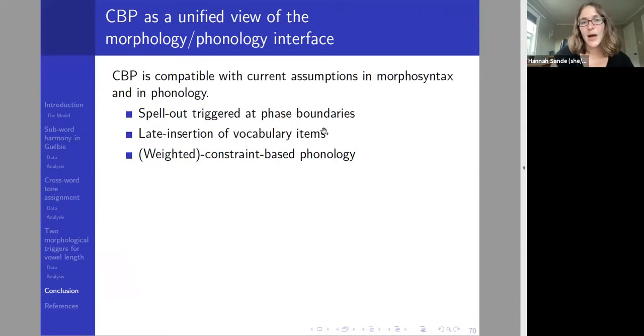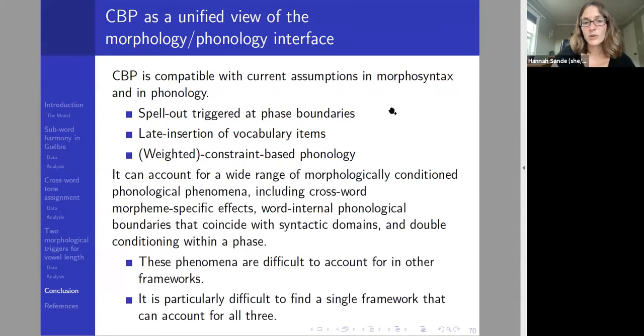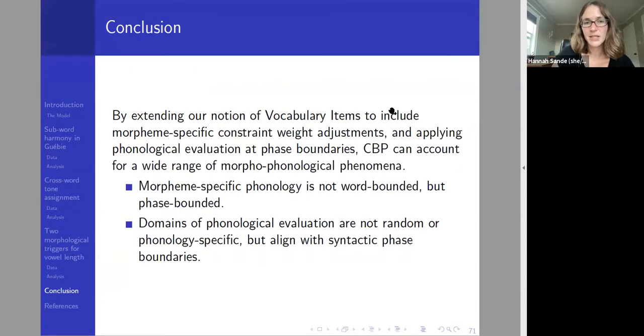So cophonology by phase is compatible with current assumptions in morphosyntax and phonology, such as spell out triggered at phase boundaries, late insertion of vocabulary items, and weighted constraint-based phonology. It also accounts for a wide range of morphologically conditioned phonological phenomena, including crossword effects, subword effects, et cetera. And these phenomena are difficult to account for in other frameworks. It's especially hard to find a framework that can account for all of these phenomena in the same model. So by extending our notion of vocabulary items to include morpheme-specific constraint weight adjustments and applying phonological evaluation at phase boundaries, we can account for a wide range of phenomena, including those we've seen here.